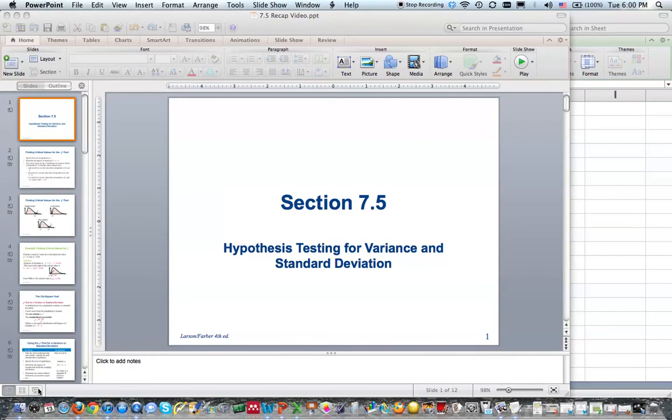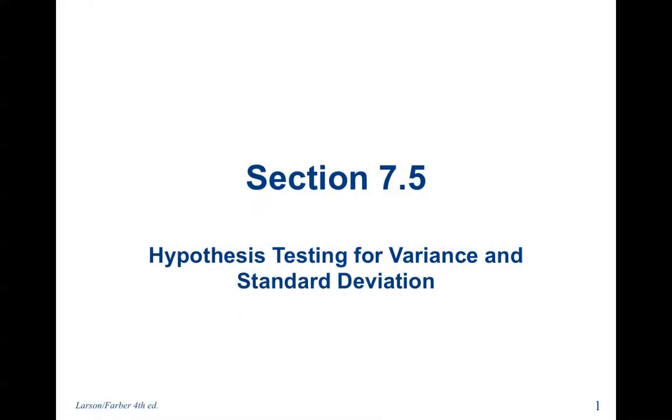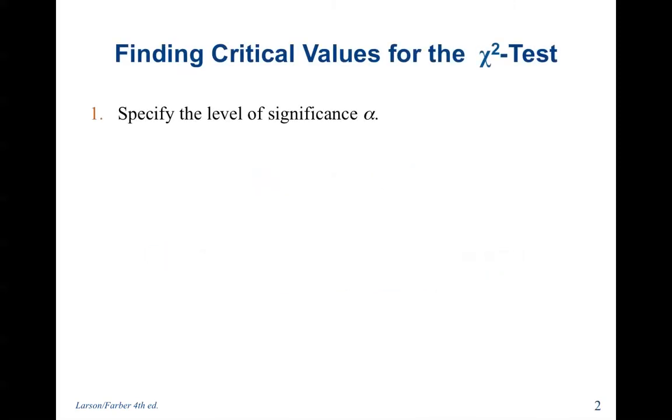Here is your Section 7.5 recap video of hypothesis testing for variance and standard deviation. First, we need to cover how we're going to find a critical value for the chi-squared test.